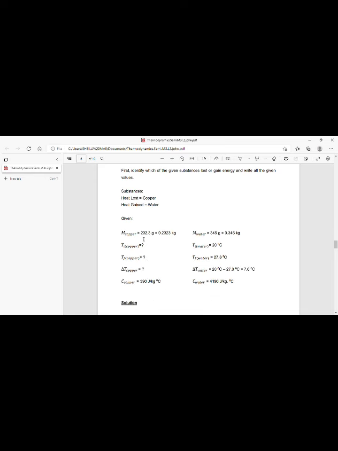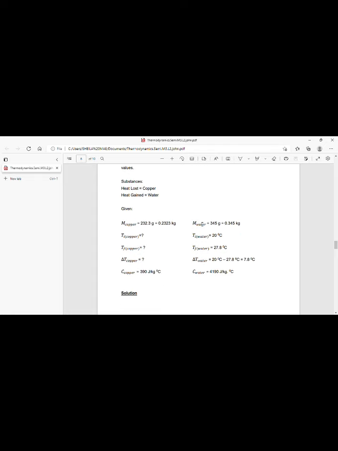Given: the mass of copper is equal to 232.3 grams, converted to kilograms. The initial temperature of copper is the missing one, because we are going to find the change in temperature here. If there is no change in temperature given, we are going to find the initial and final temperature so that we will be able to find the delta T. The specific heat of the copper is 390 joules per kilogram degree Celsius.